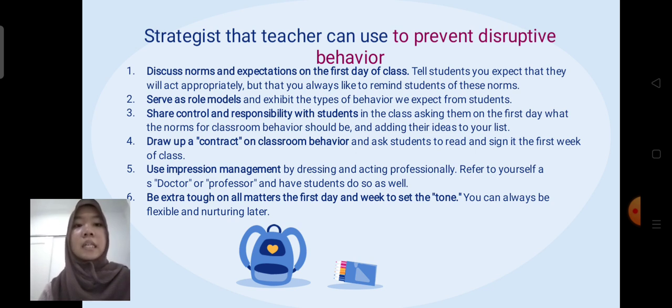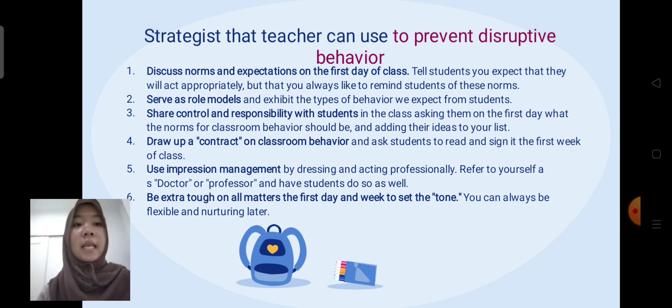Share control and responsibility with students in the class, asking them on the first day what the norms for classroom behavior should be and adding their ideas to your list. The next, draw up a contract on classroom behavior and ask students to read and sign in the first week of class.